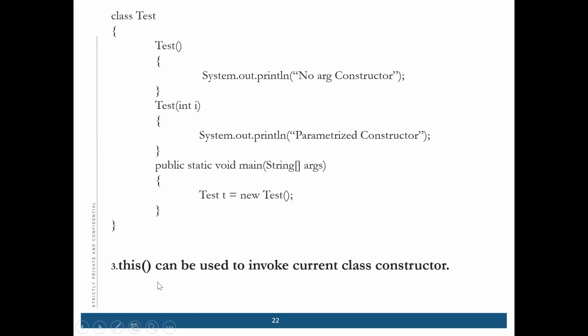Now comes the third use of this. This can be used to invoke the current class constructor. Suppose there is a class Test, and there is a constructor here, and one more constructor which is a parameterized constructor. This is the no argument constructor, and this is the parameterized constructor. If we create an object like this, which constructor is called? The no argument constructor, correct. So the no argument constructor message will be the output.